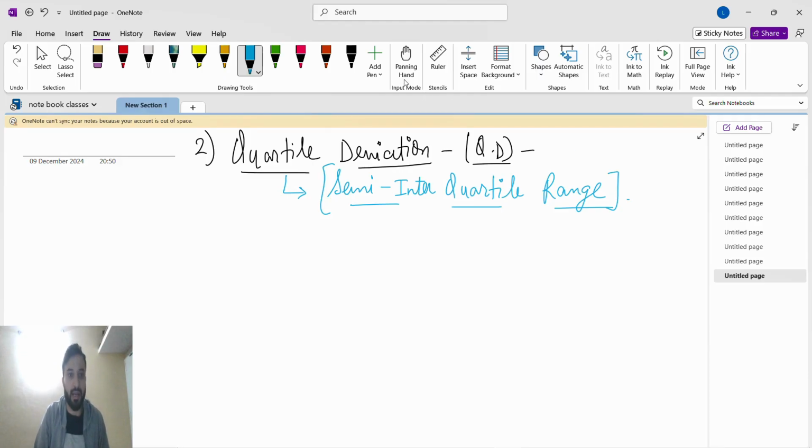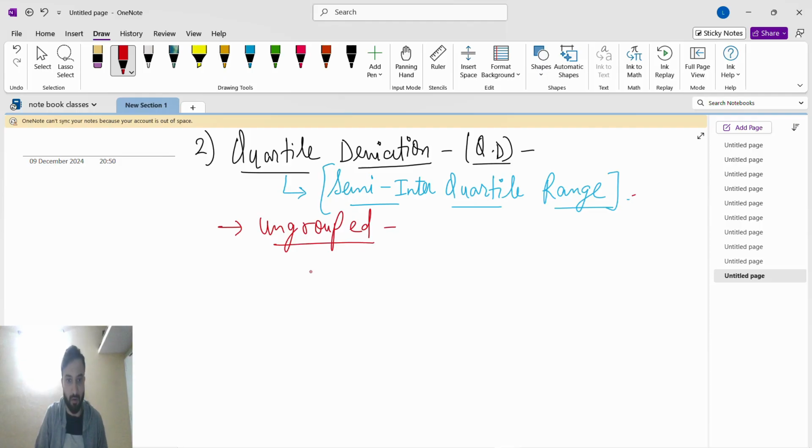So quartile deviation is also known as semi-interquartile range. Sometimes they will ask this in the examination. Now the formula for quartile deviation for ungrouped data.